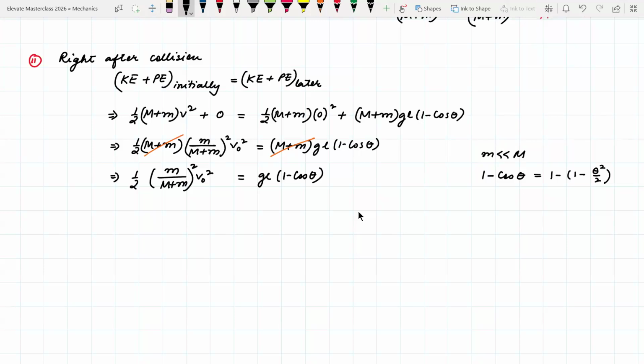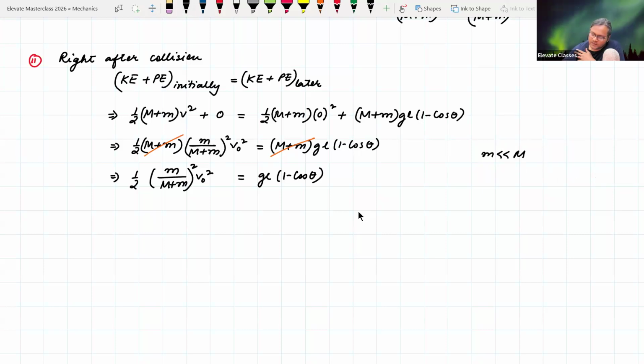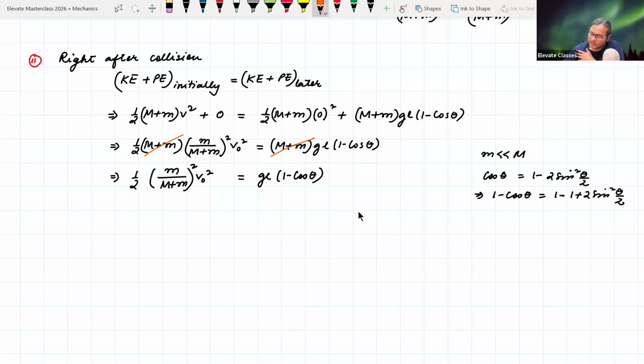Yes, sir, exactly. So from this step, we can directly calculate theta from 1 minus cos inverse of. I can simplify it: cos twice theta is equal to 1 minus 2 sine square theta, right? So I can say cos theta is equal to 1 minus 2 sine square theta by 2, or 1 minus cos theta is equal to 2 sine square theta by 2. That simplification I can make. So therefore this is equal to half small m by capital M plus small m, times v naught square, is equal to gl times 1 minus cos theta, which is equal to twice sine square theta upon 2.